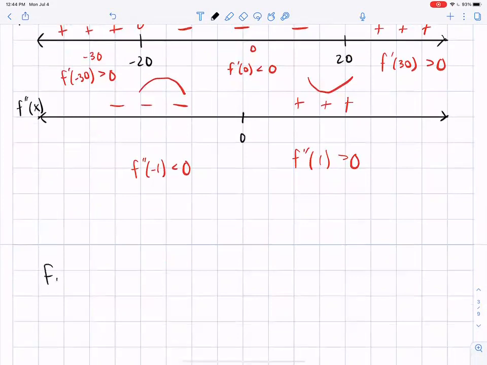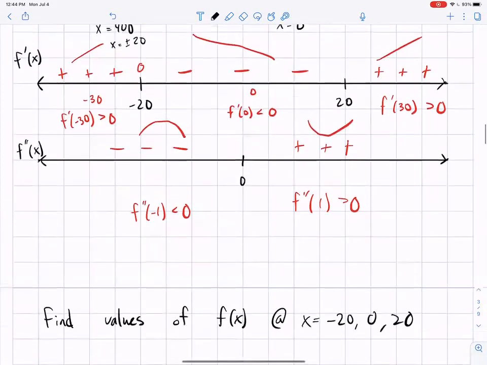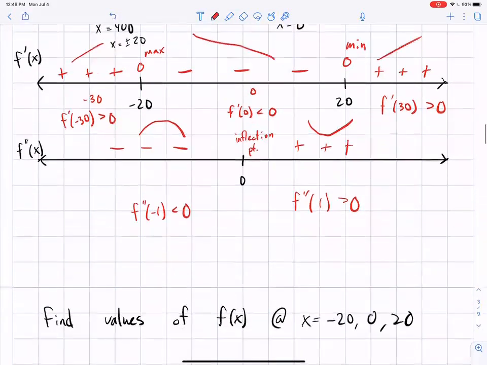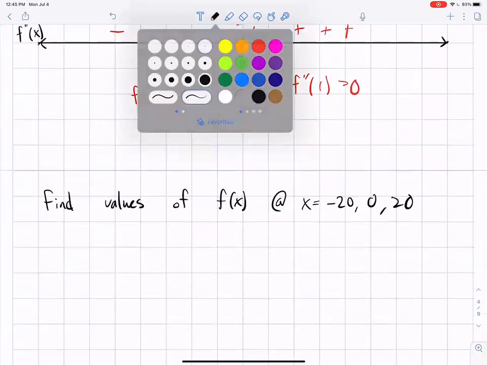So let's find values of f of x at x equals negative 20, 0, and 20, because those are our anchor points. This is the relative max, this is the relative min, and this is the inflection point. Those are going to be our anchors for making the graph. And so let's find these values.